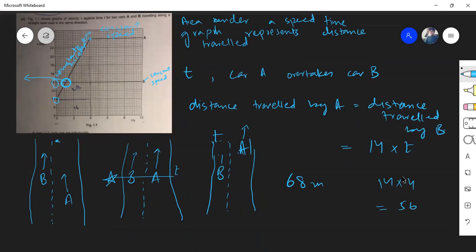So at some point between 0 and 4, car A overtakes car B. Okay, let's say this is time t. So how will we find this area? We're going to use the trapezium formula. We can draw a graph here where this is 10, this goes to t, this is t, this is t.